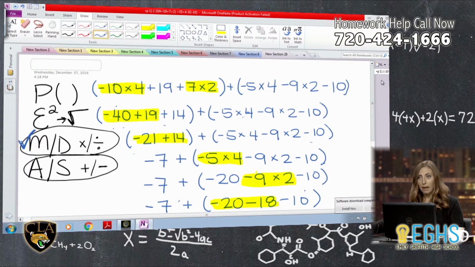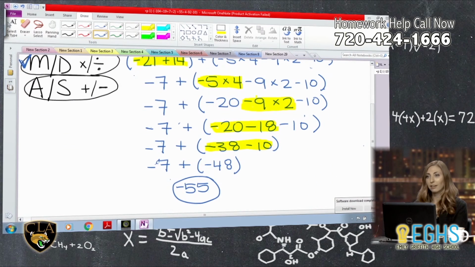So that big, large mathematical expression we started with, we just used our PEMDAS, our order of operations. We use that to help us cut it down and simplify it into just one little number, negative 55. Ta-da.